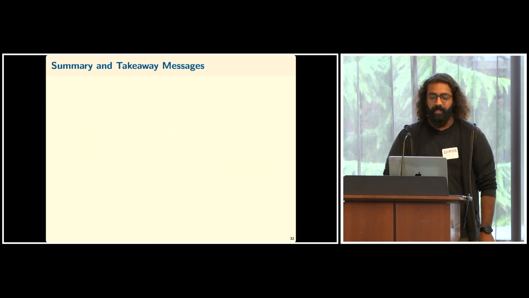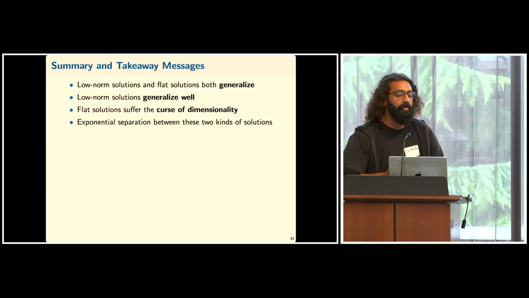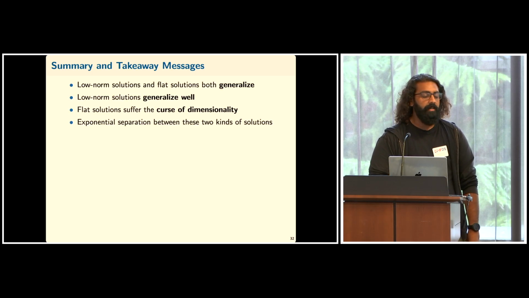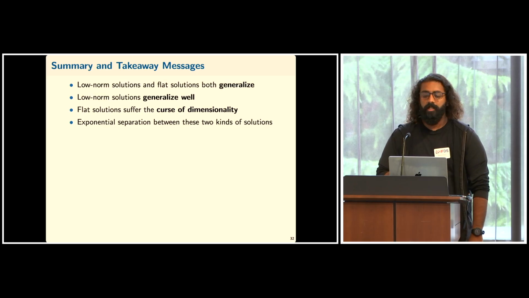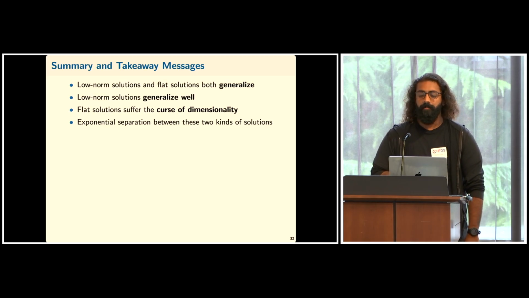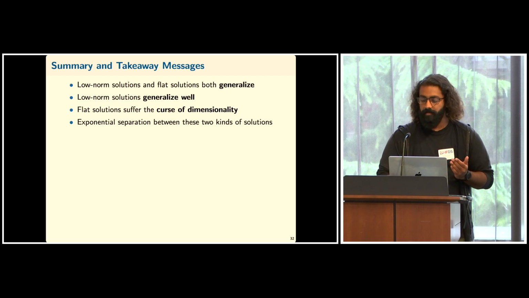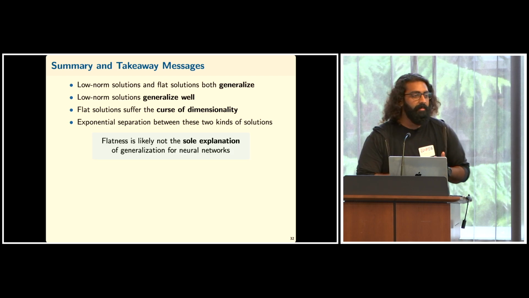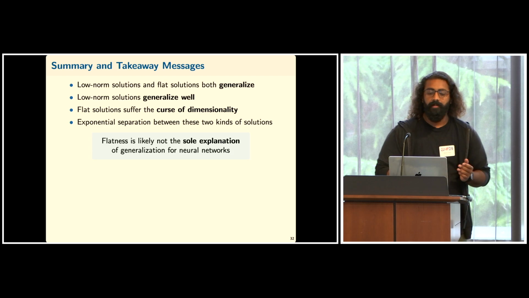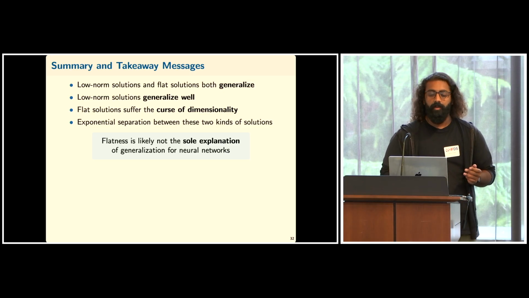So just to quickly summarize then, what we saw is that low norm solutions and flat solutions both generalize, but maybe you would say low norm solutions generalize well, while flat solutions in some sense suffer the curse of dimensionality. So there's this kind of exponential separation between these two kinds of solutions. So maybe the main takeaway I'd want everyone to take from this talk is that flatness isn't the sole explanation for generalization in neural networks.